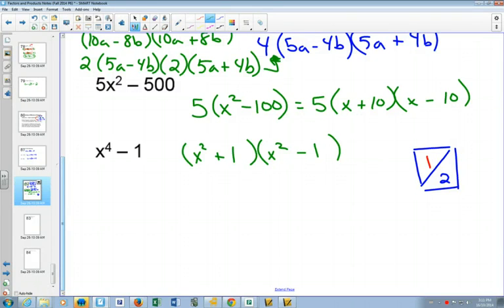But the other one is a difference of squares. Square, square, difference. This one's not a difference of squares because there's a plus sign, but this one is, so you can do x and x, plus 1 and minus 1.